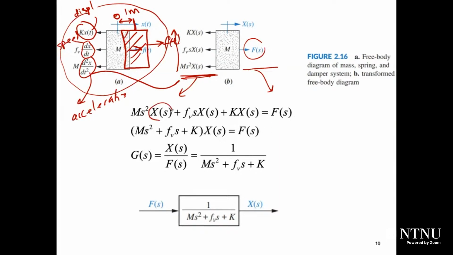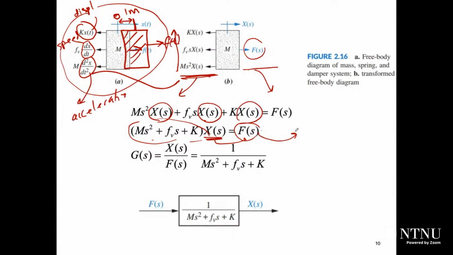Take X of s because X of s is a common factor here. Just take it as a common factor. So what will remain will be ms squared plus Fv s plus k, all multiplied by X of s equal F of s. We need to get the transfer function, which is X of s divided by F of s. So we need to divide both sides by this coefficient, right? We need to divide first by that part, and after that divide by that part, so we can get X of s divided by F of s on one side. So what will remain here will be 1 divided by ms squared plus Fv s plus k.